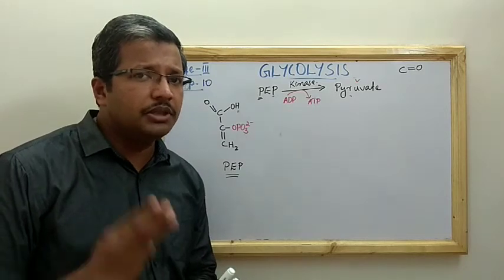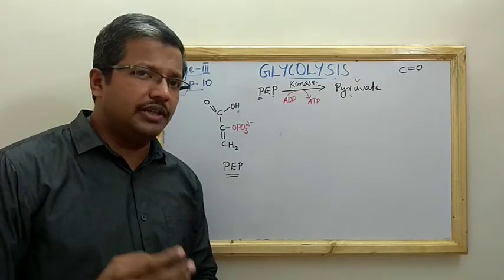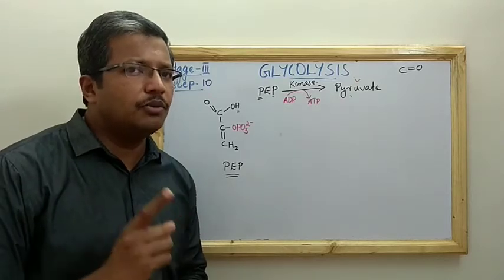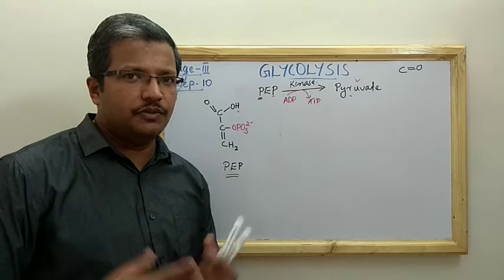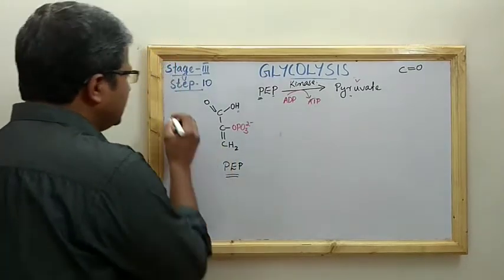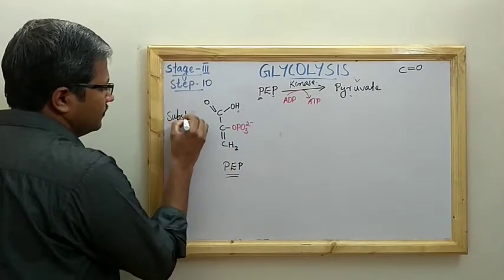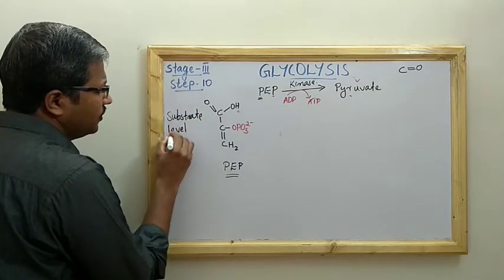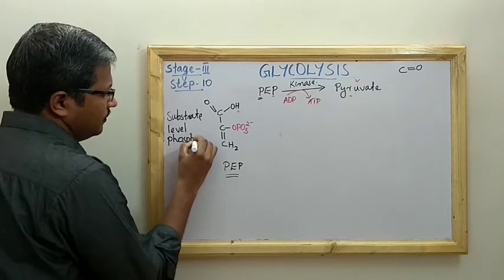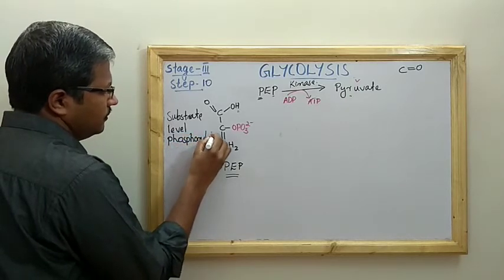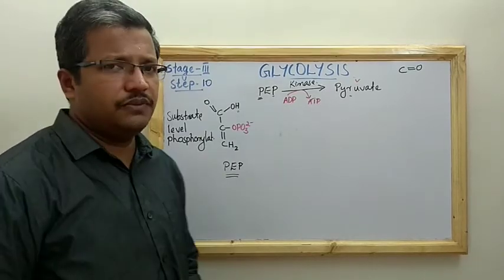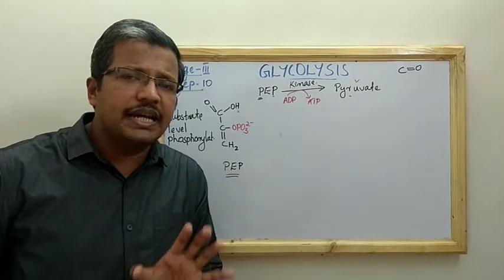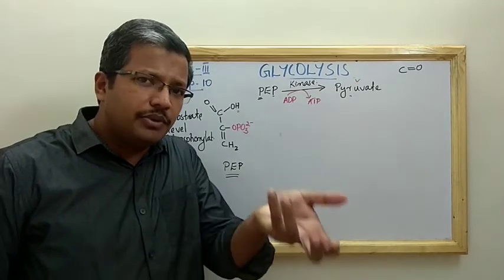Total 3, incomplete oxidation of glucose. So what kind? We have learned the previous ATP forming step. At that time we learned about one kind of substrate level phosphorylation. What is that? It is nothing but the substrate level phosphorylation. Why? Because a substrate other than ATP is acting as the donor of the phosphate group.